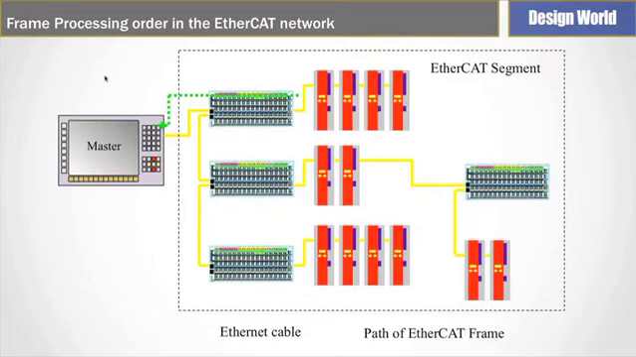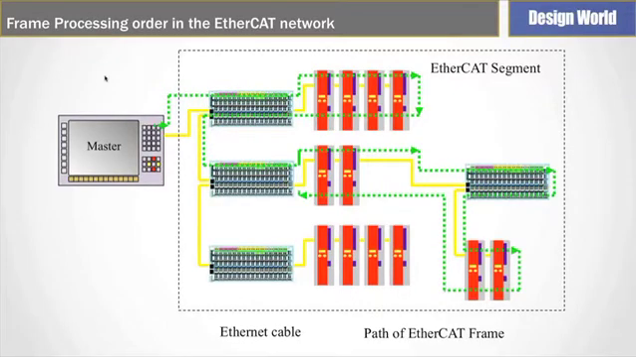From a master perspective, it sends out the frame, and this frame will traverse through the entire network. If there's nothing connected at the end of a segment, that frame will be turned around and course through the next segment of the network and continue traversing through the entire network. At the end of going through all of the slaves, the frame will be returned to the master.